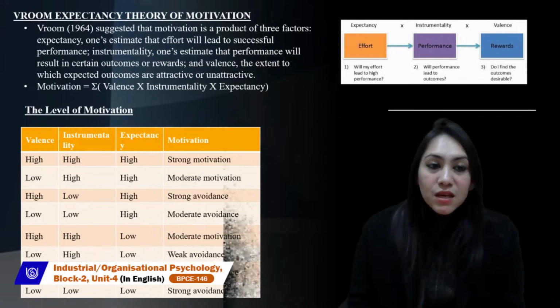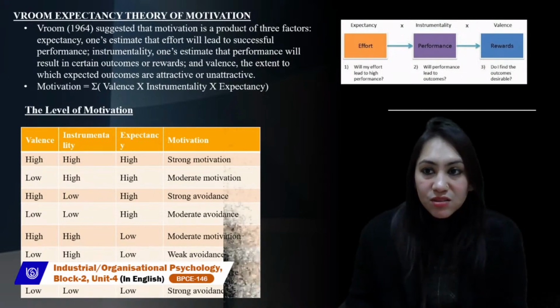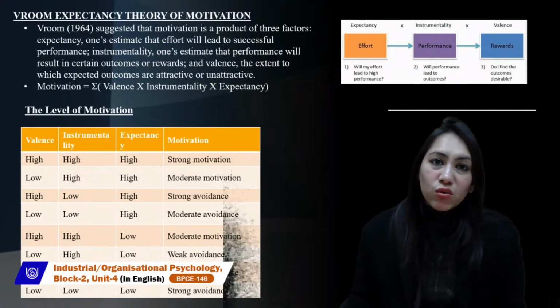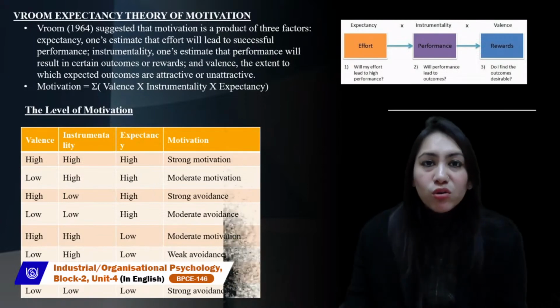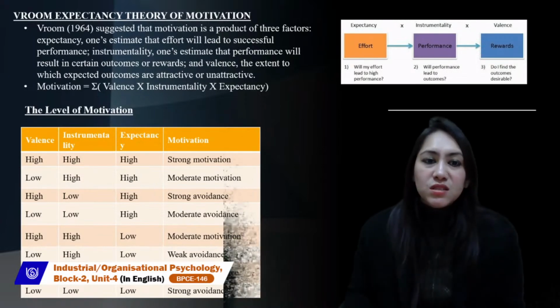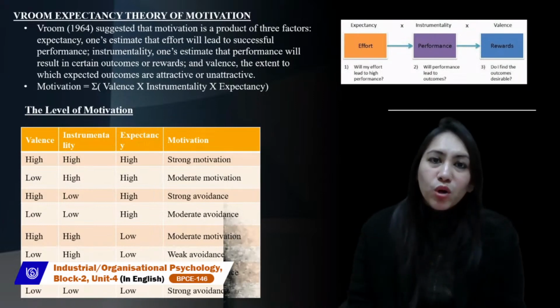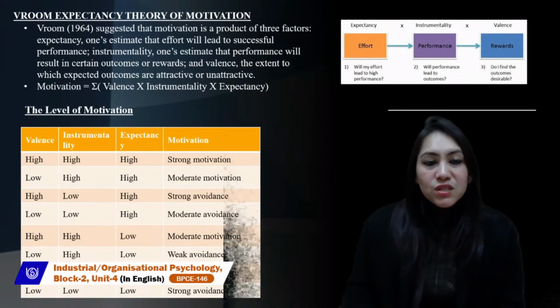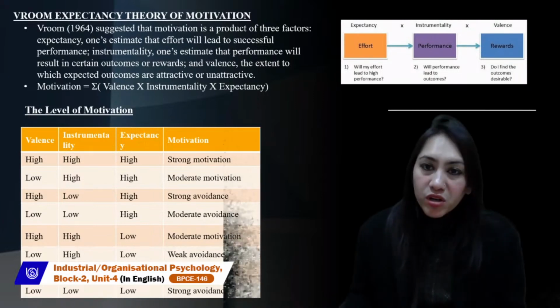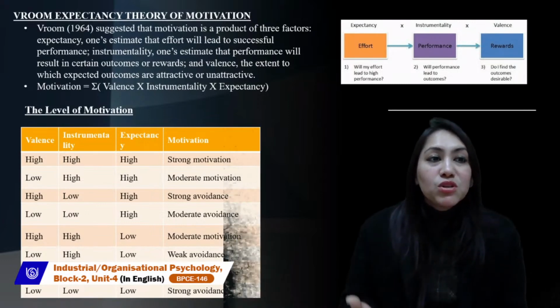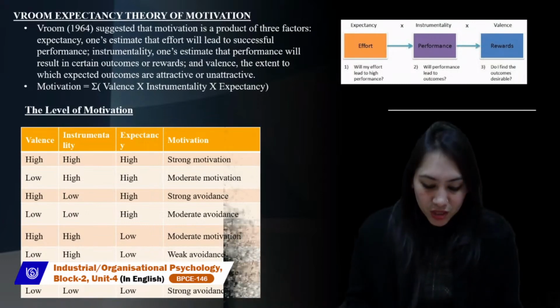Strong avoidance is when the effort is very less. You know that the performance is going to be very low. I'm not going to get a reward. People will not go to work. They will take a lot of absences, a lot of holidays, will not be on time, will not be regular. So see how strong motivation and strong avoidance come in as per Vroom's expectancy theory.